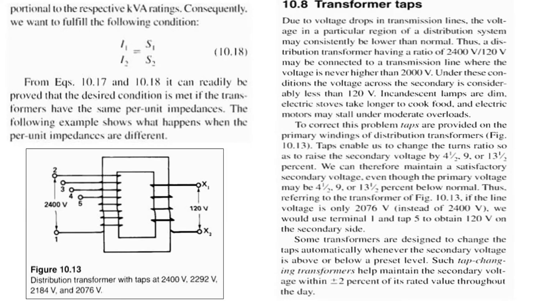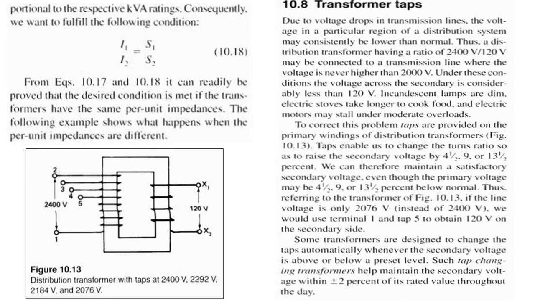proportional to the respective kVA ratings. Consequently, we want to fulfill the following: I1 divided by I2 is equal to S1 divided by S2. From this it can readily be proved that the desired condition is met if the transformers have the same per unit impedances. The following shows what happens if there is a per unit impedance difference.